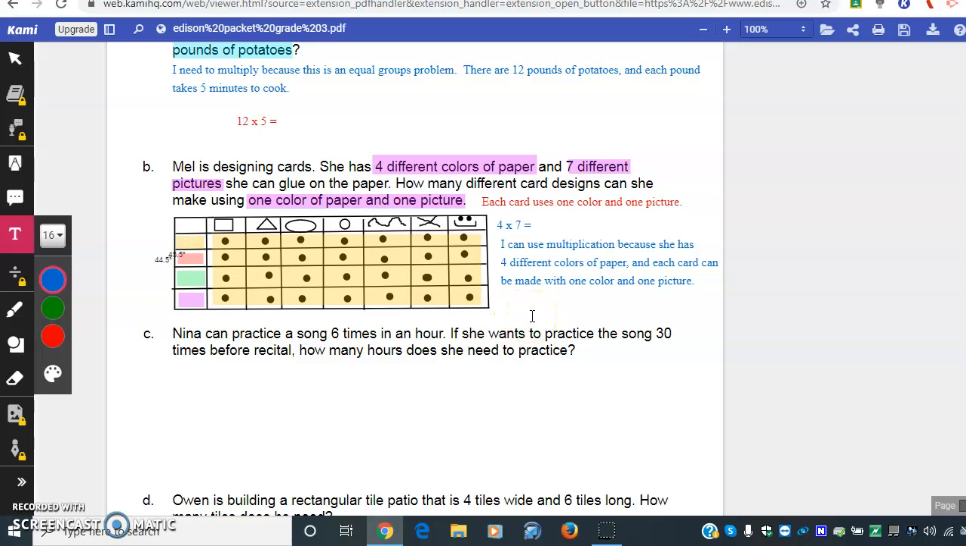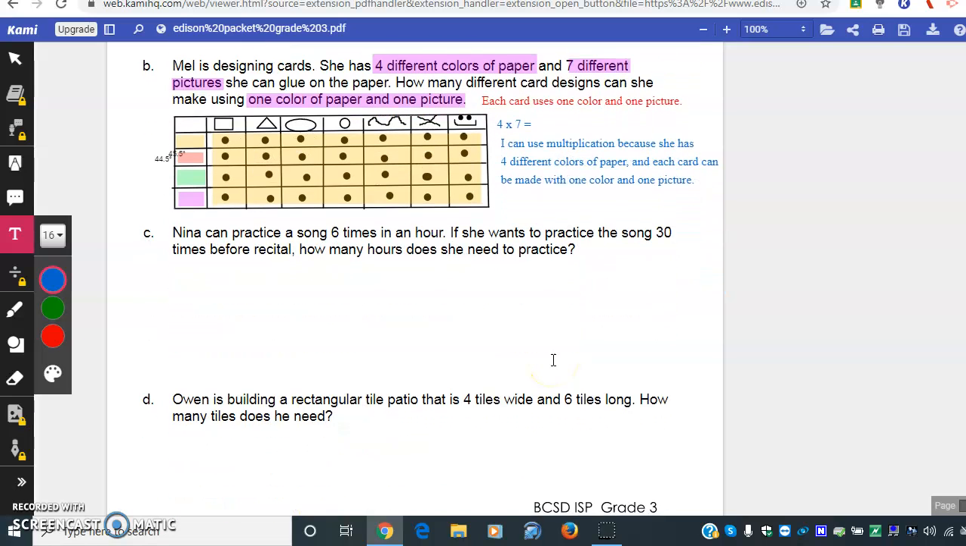This table explains in a really good visual way why this is a multiplication problem. And then you can also write in your explanation. I can use multiplication because she has 4 different colors of paper, and each card can be made with 1 color and 1 picture. Don't forget to solve it as well.